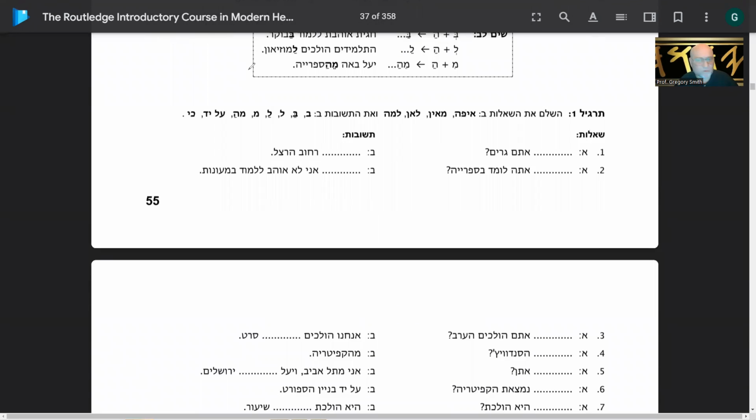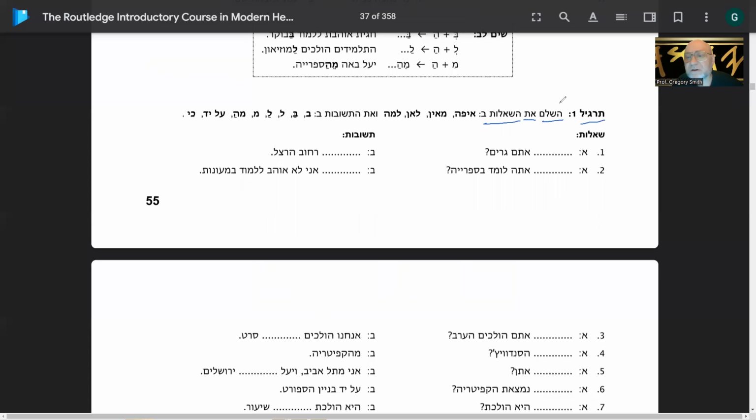Okay, we made it down to Targil Aleph, Targil 1. Okay, so what are we doing here? Hashlem et hashelot. Okay, so question or the questions, I bet you that's what that is. Hashlem et hashelot. Yeah, oh, complete the questions. That's right. השלם את השאלות. Yeah, hashlem et hashelot. השלם את השאלות.